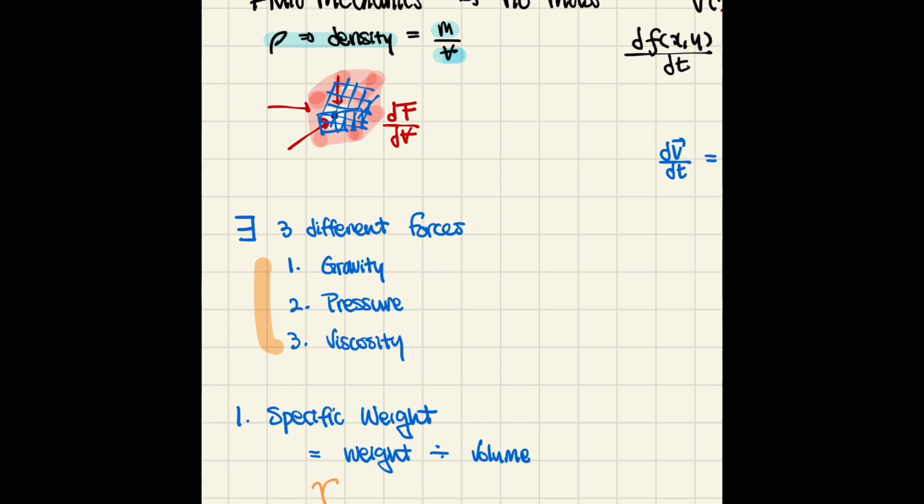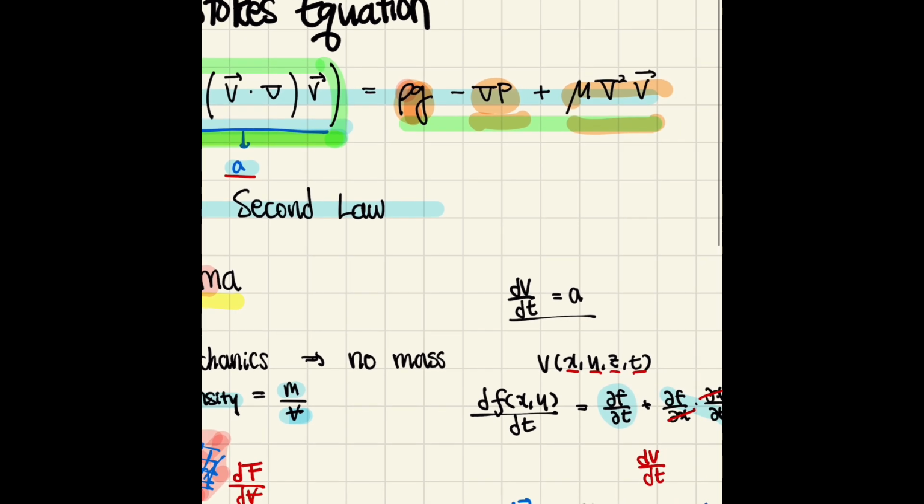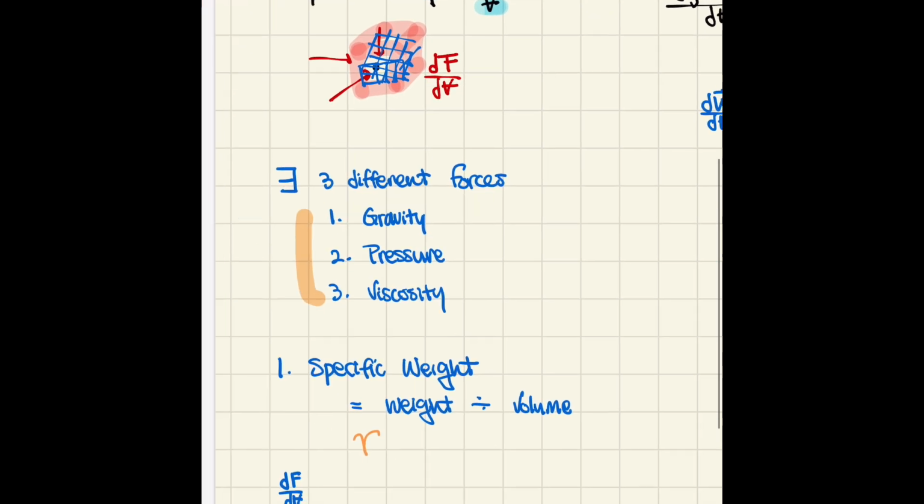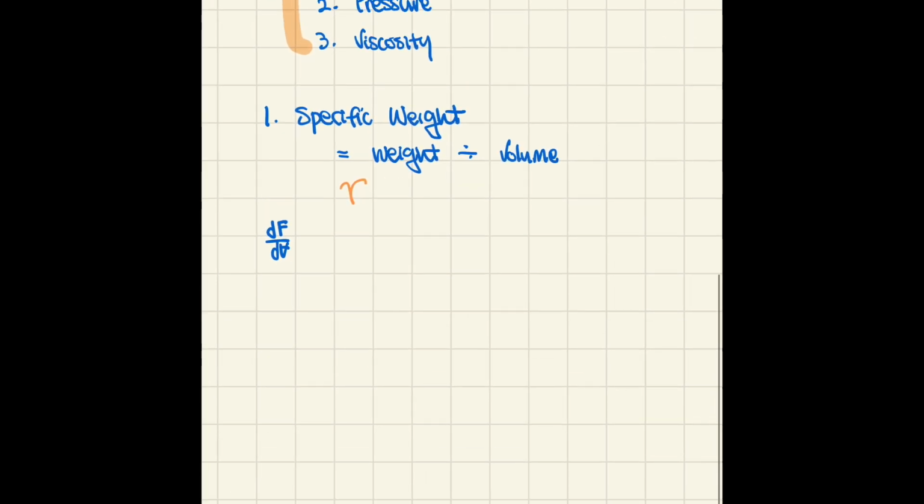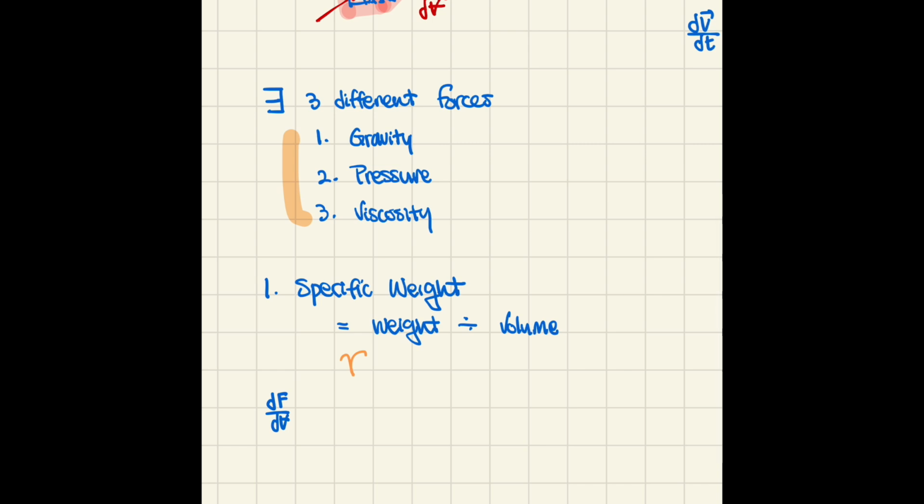So we need to find dF/dV for the three forces, where each part refers to a different type of force. The first part is gravitational, this one is pressure, and this one is viscosity. So let's first start with the gravitational force. In order to find the gravitational force in the Navier-Stokes equation, we literally have to find the specific weight that is applied to the particle.